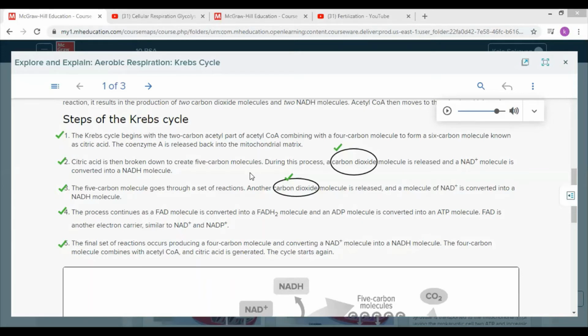2 carbon dioxide molecules from the preparatory phase, which is the beginning or before the Krebs cycle, and 4 carbon dioxide molecules during the Krebs cycle. So you will end up having a total of 6 carbon dioxide molecules.